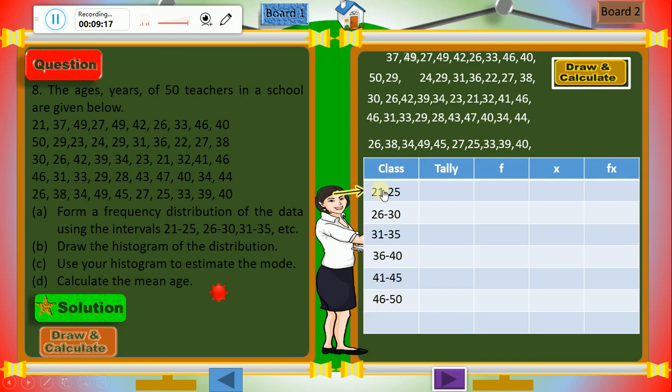21, 23, 24, 22, 23, 21, 25. How many of them? The tally, 7 of them. Then class of 26 to 30: 26, 29, 29, 26, 30, and so on and so forth.